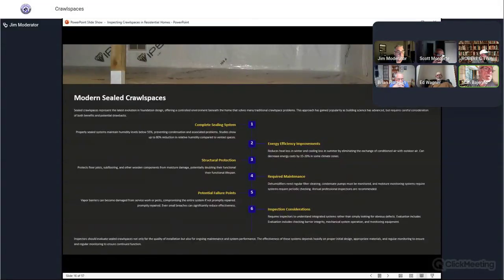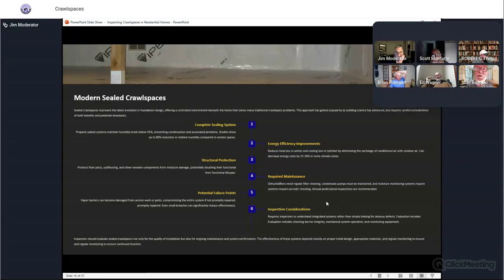Vapor barriers can become damaged from service work or pests, compromising the entire system if not properly repaired. Even small breaches can significantly reduce the effectiveness. So if it's a space that's used a lot, it's much more critical to get in there and take a look around. If the people that own the house don't go in there at all, you still need to be aware of it, but it is probably less likely to be damaged.